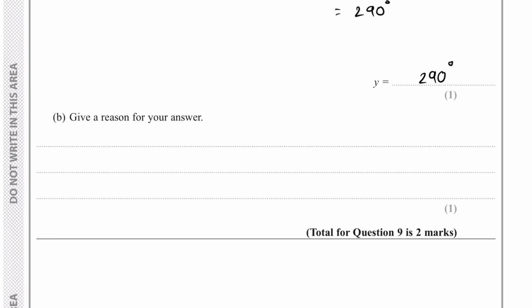Question says, give a reason for your answer. So why is the exam asking us for a reason here? Well, it's not just about getting the right number, it's about showing that you understand the concept behind the answer. The examiners want to see that you know why your answer makes sense. In maths, it's not enough just to write down the answer, you also need to show how you got there, especially when the question asks for an explanation. This part of the question is checking to see if you understand the rule or principle that you use to find y. So what's the reason behind our answer?